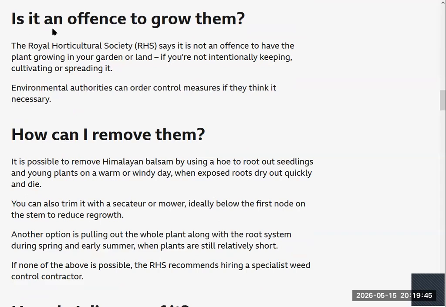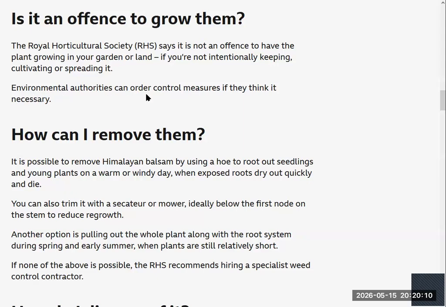Is it an offence to grow them? The Royal Horticultural Society says it is not an offence to have the plant growing in your garden or land if you're not intentionally keeping, cultivating or spreading it.